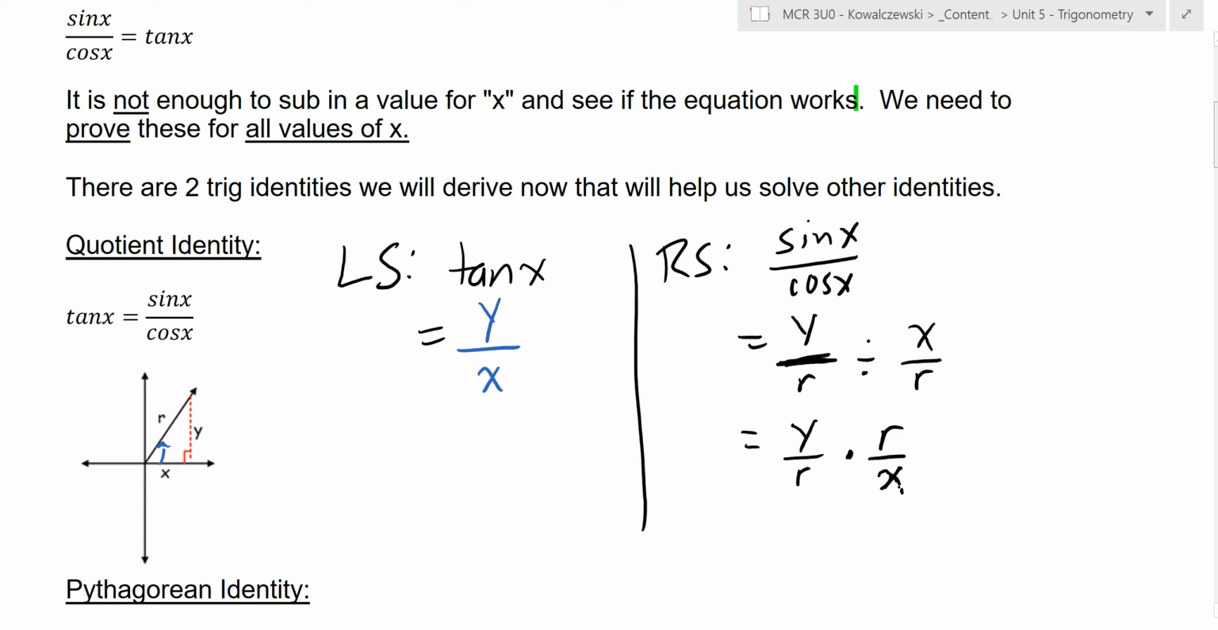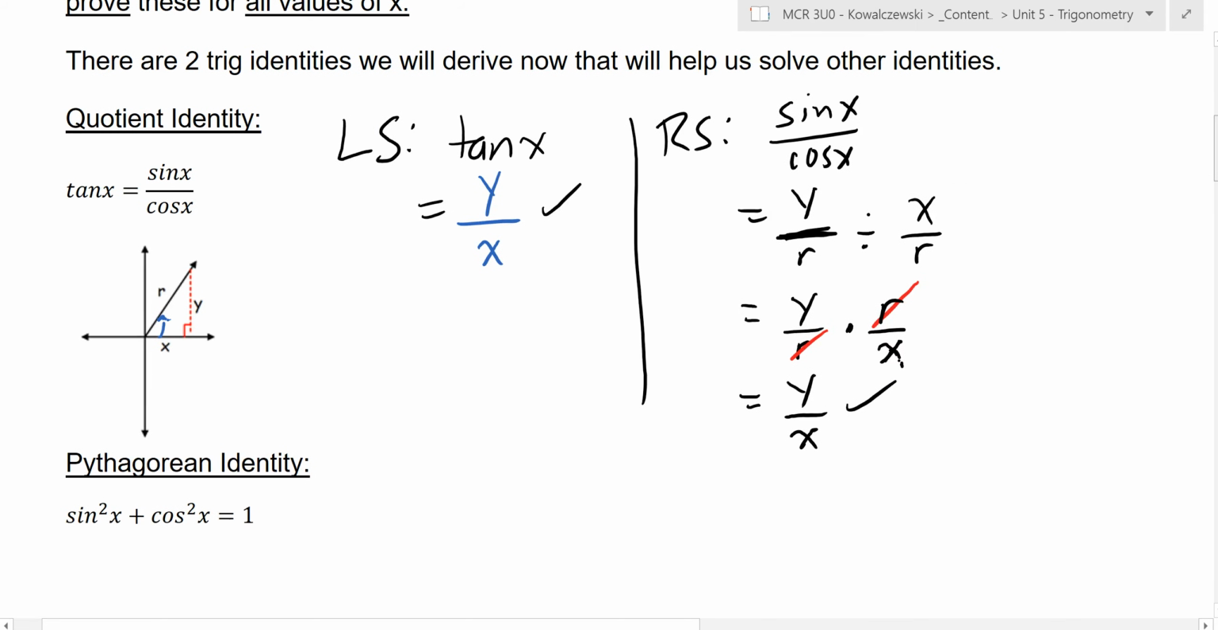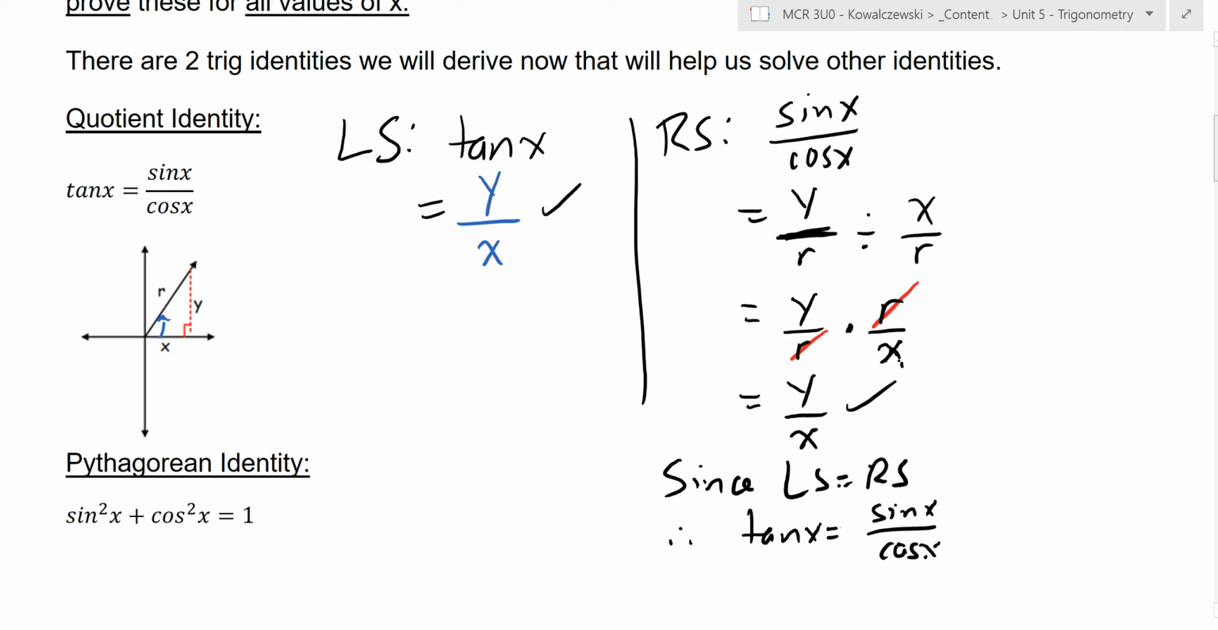Now you may be able to see what happens here. Those r's will divide out. And what we're left with is y over x, which is the exact same thing that we have on the left-hand side. So now what we can say is, since left side equals right side, therefore tangent x is equal to sine x over cosine x. This is now an identity that we can use whenever we want for any other trig identity question, because we know that it is always true.